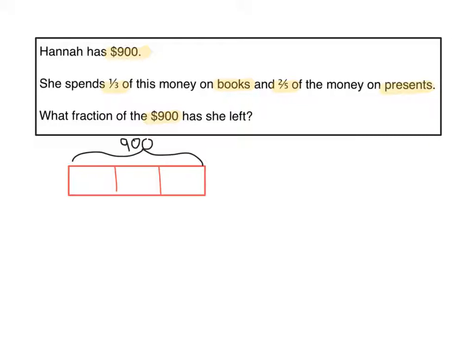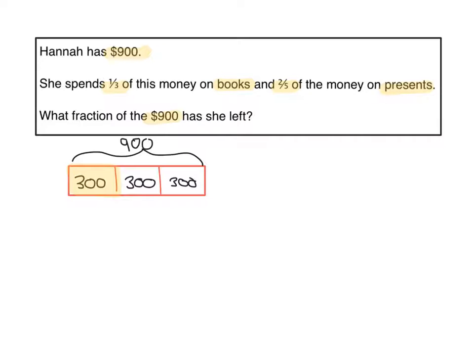So 900 divided by 3 is 300. We only want 1/3. So that's this bit here, just one of those boxes. She spends $300 on books. Now let's have a go at the presents.